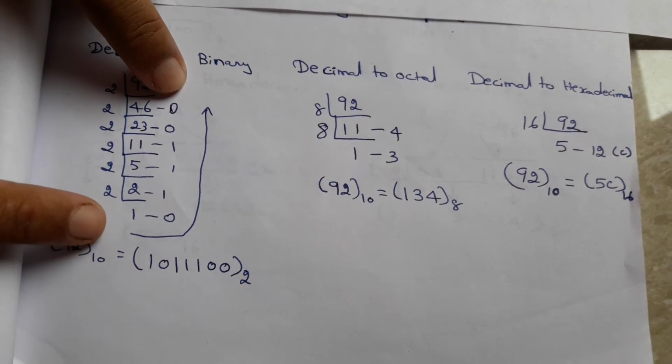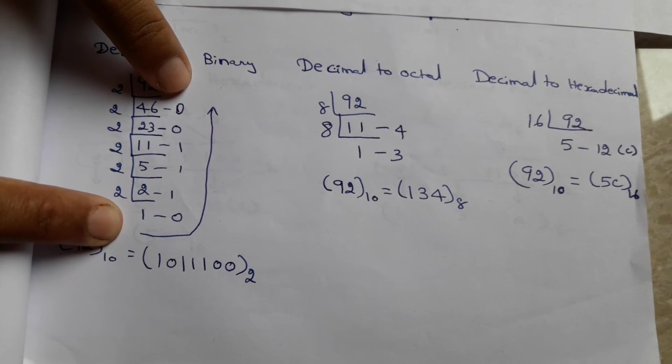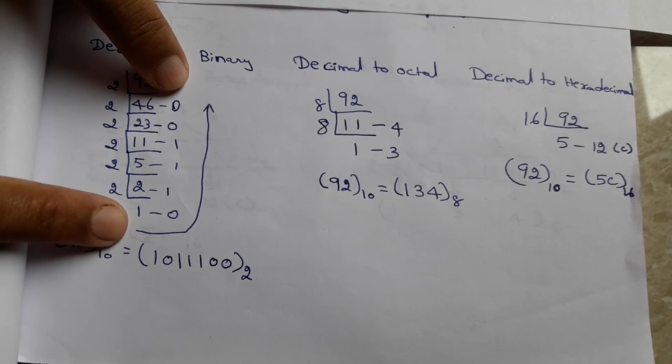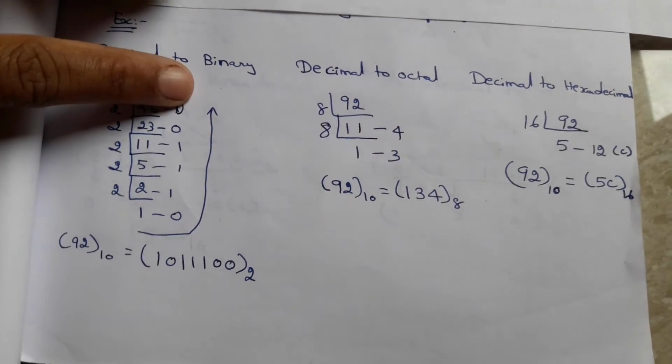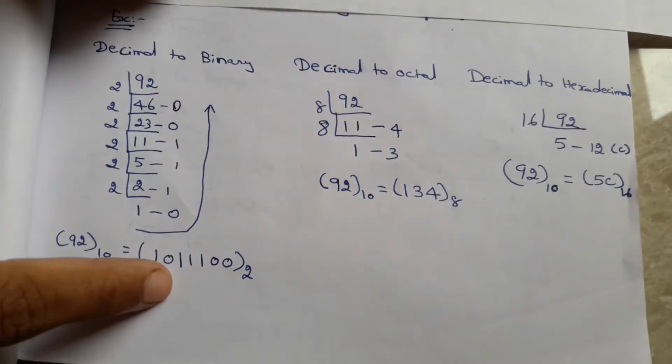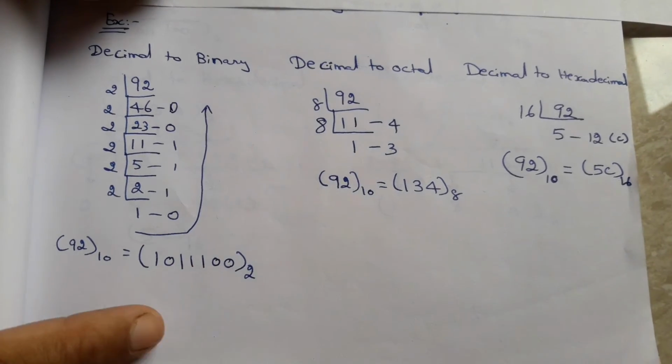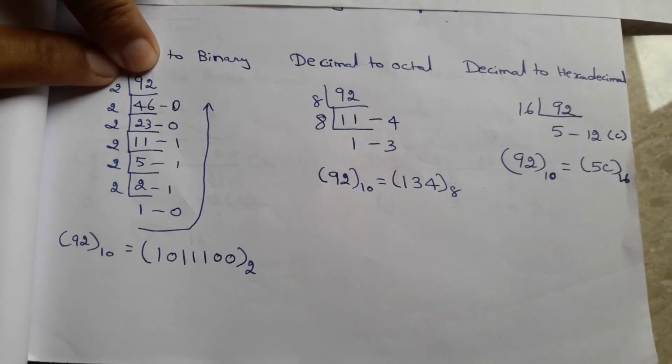So likewise we will do until we get 1 or 0. Once we end up with 1 or 0, you can write the binary starting from the bottom to the top. From the bottom to the top you have to write it in the binary format. So this gives the equivalent binary for the given decimal 92.